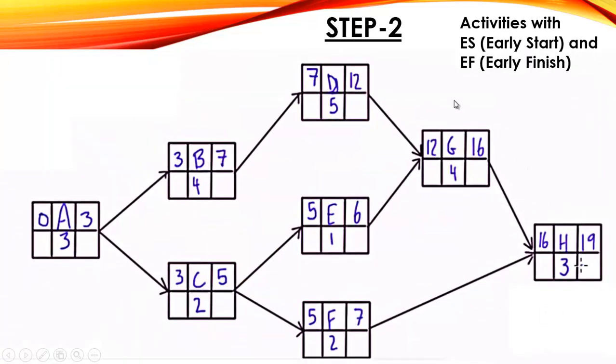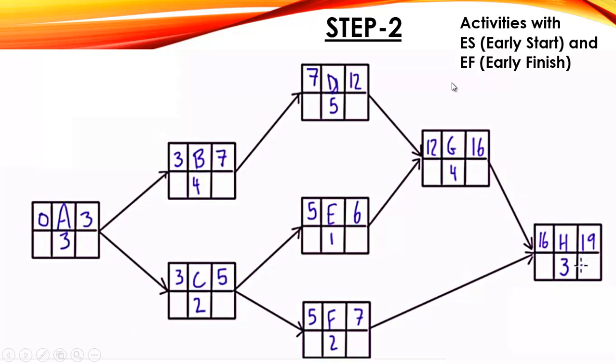Now the next step 2, activities with early start and early finish. For example, this activity will take 3 days for its completion, so the earliest start is 0 days and the earliest finish is 3 days. Similarly, for activity B, when activity A finishes, at that point activity B will start, and it will take 4 days and the earliest finish will be 7. Similarly, for activity C, the earliest start is 3 days, then it will take 2 days to complete and the earliest finish is 5 days. Similarly, for all the activities, early start and early finish are shown.